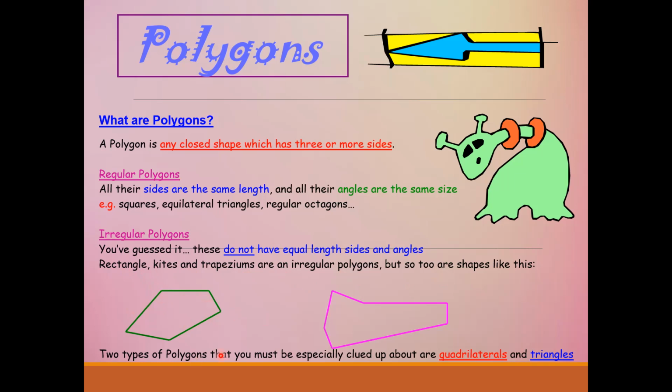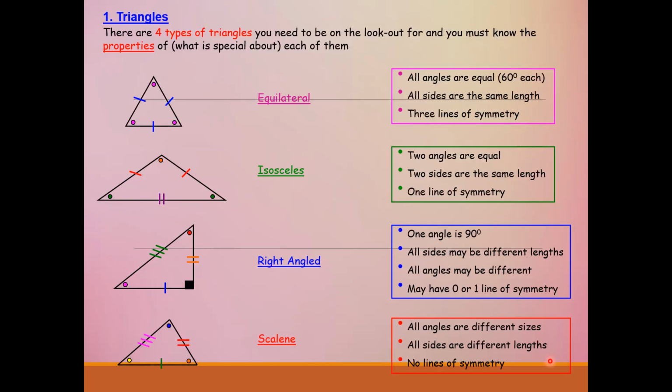The 2 types of polygons that you must be especially clued up about are quadrilaterals and triangles. Again, quad means 4 sides and tri means 3 sides. Okay, let's review a little bit of our triangles.